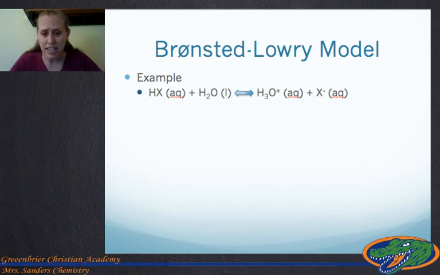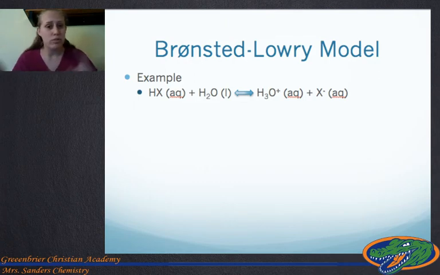Now, if this is the acid, the other one must be the base. So in this case, the water is actually acting like a base because it's going to take on the extra hydrogen. You can prove that because it became H3O. So it was the thing that accepted the extra hydrogen.